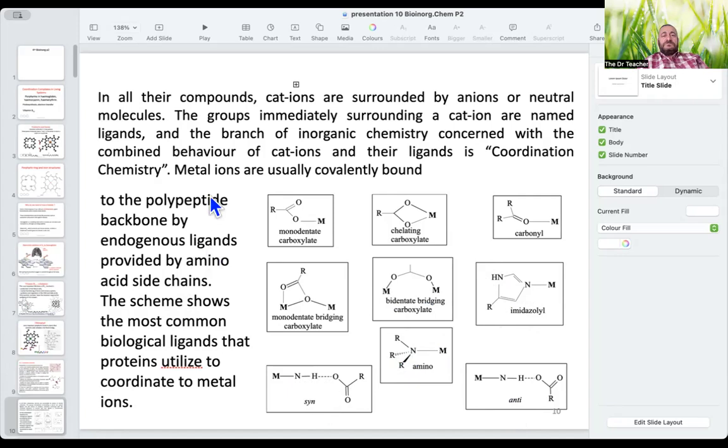So metal ions are usually covalently bound to the polypeptide backbone by endogenous ligands provided by amino acid side chains. The scheme shows the most common biological ligands that proteins utilize to coordinate to the metal ions. So these, we studied them in detail during my course.